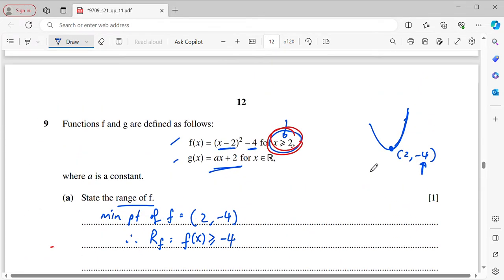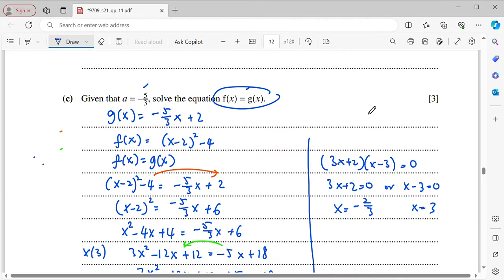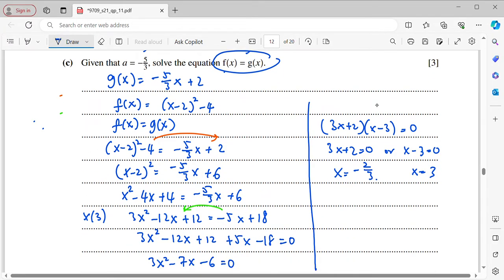So, for f(x) to be defined, your x must be at least 2. Okay, so that means now, since you are solving f(x) equals g(x), these two values must satisfy both f(x) and g(x). So now you just write given x is at least 2. That means our solution is x equals 3. Okay, that's the final answer of this question.